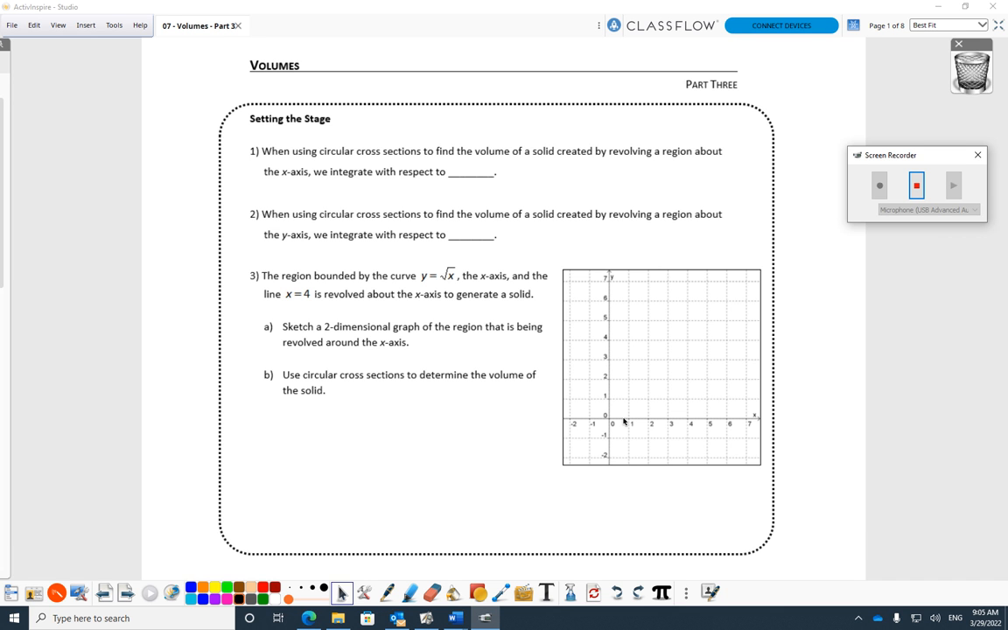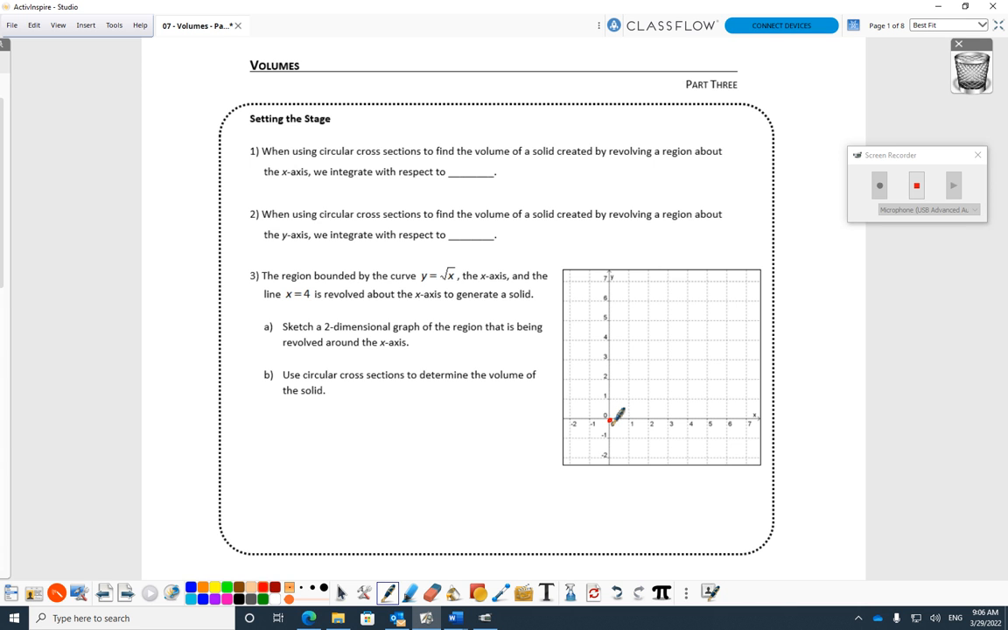Number three. The region bounded by the curve y equals root x. Me personally, as soon as they mention a graph, I don't wait around to read the whole question. I go, let's get that on the page first. Let's get y equals root x. And you're supposed to sort of know y equals root x. And if you don't, well, it doesn't take long to come up with it.